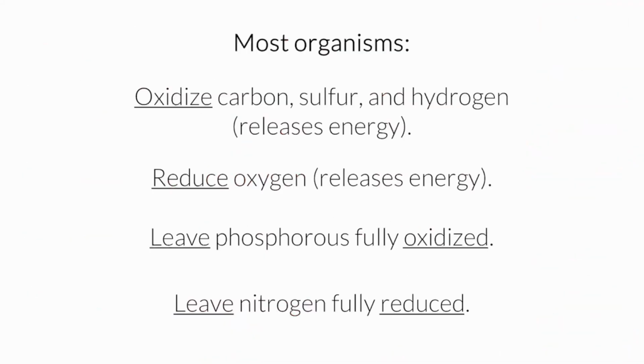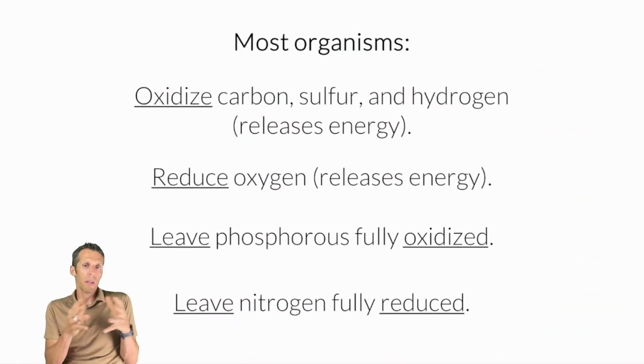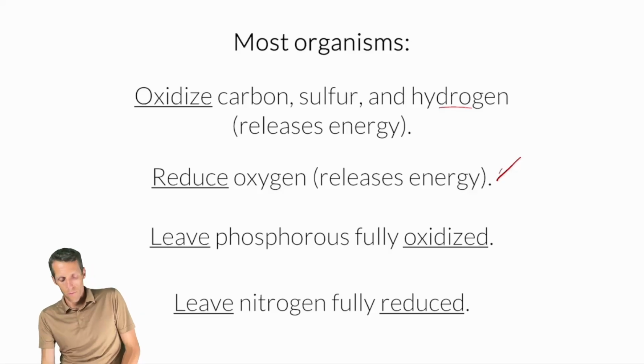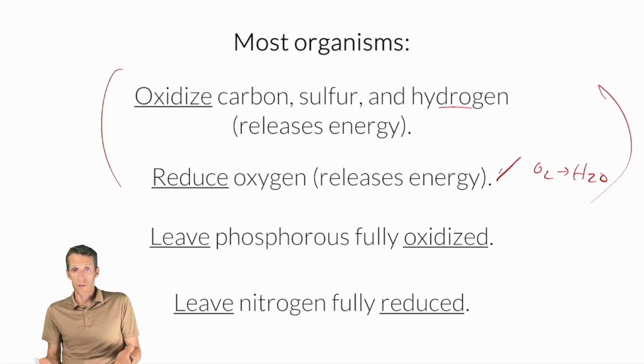And so we can summarize this at a high level: in general, organisms tend to oxidize carbon, hydrogen, and sulfur. At least they'll oxidize sulfur and hydrogen, if they have some reduced hydrogen around. They will reduce oxygen. They will go from O2 to H2O, and that's going to release energy. So together, these release energy. They're going to leave phosphorus fully oxidized, but then they're going to leave nitrogen fully reduced.